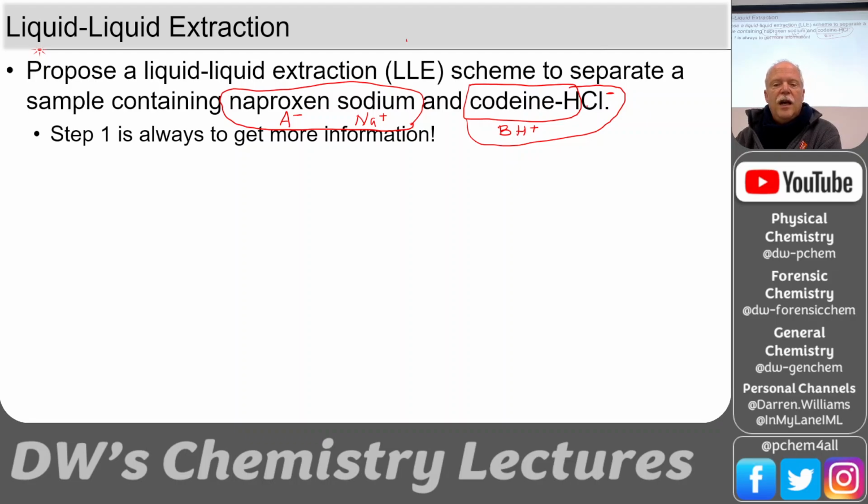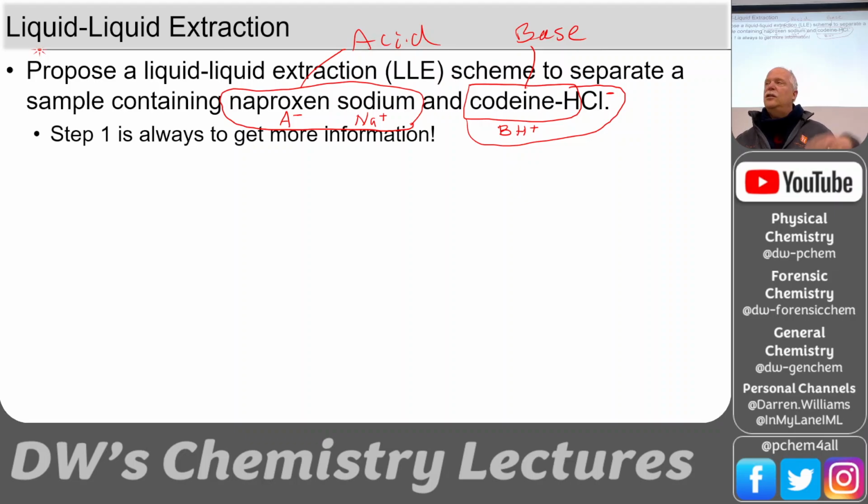And when you see codeine HCl, you know the codeine is a base. It's been protonated and then salted out of solution with chloride and then purified and made into a medicine or a formulation. So this is telling me right away that naproxen is an acid and codeine is a base. And I don't even need to know the structures of the molecules.